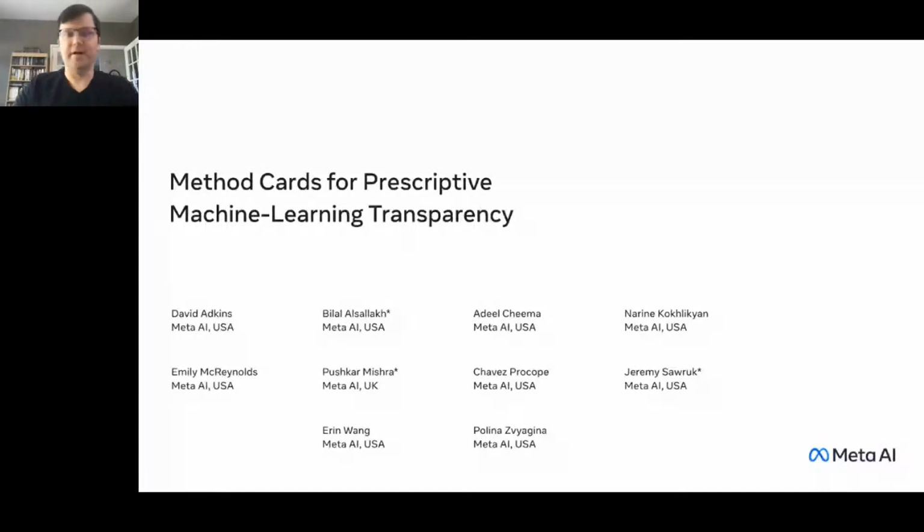Thank you very much. Hi, my name is Jeremy Sarek. I am a software engineer. I work on the responsible AI team at Meta. I'm one of the co-authors, and on behalf of the other co-authors, I'm here to present to you our paper today, Method Cards for Prescriptive Machine Learning Transparency.